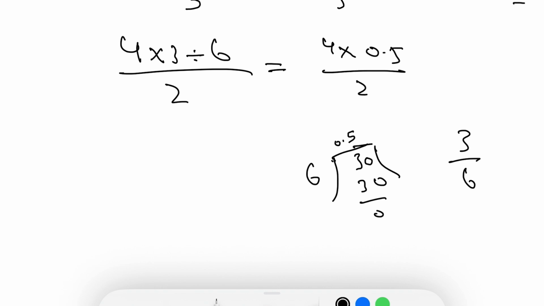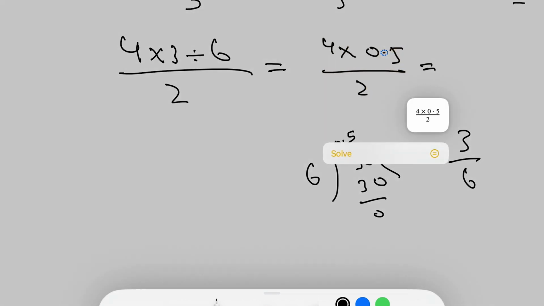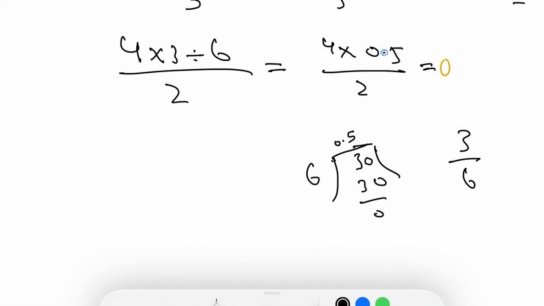Now divide by 2. So here the answer is 4 multiply 0.5 divided by 2. So here the answer is 0. And we check whether this answer is right or wrong.